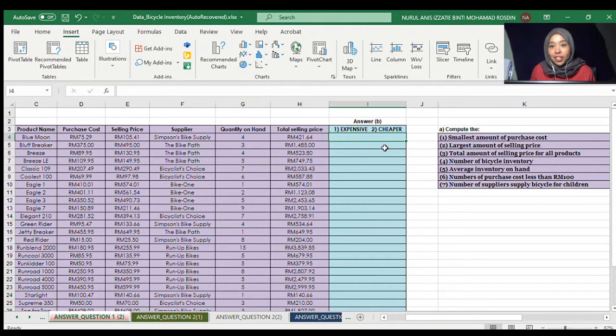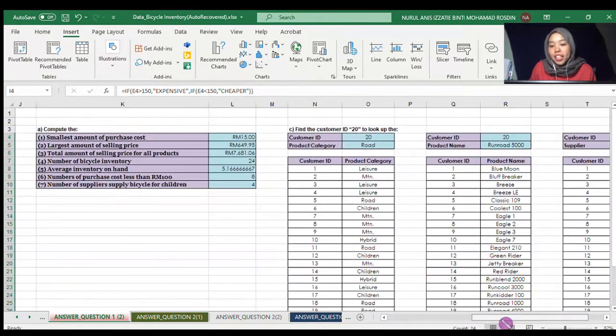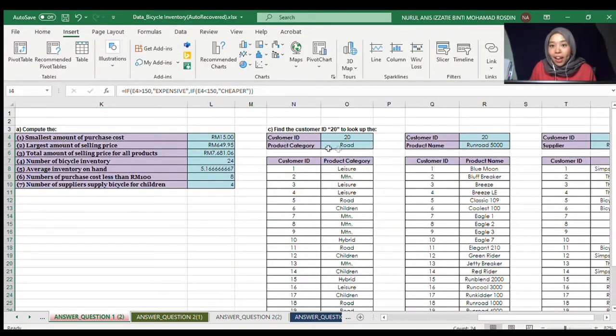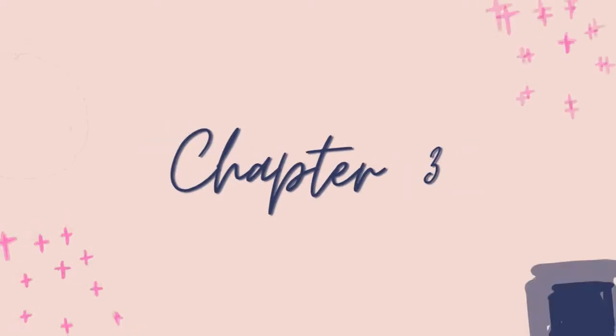For question B, we use the if function, and then for the following answer, we just double click. For question C, we have to find the customer ID 20 to look up the product category, product name, and supplier. So I'm using the VLOOKUP function to get the answer.